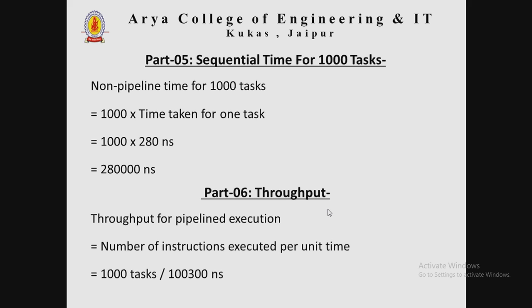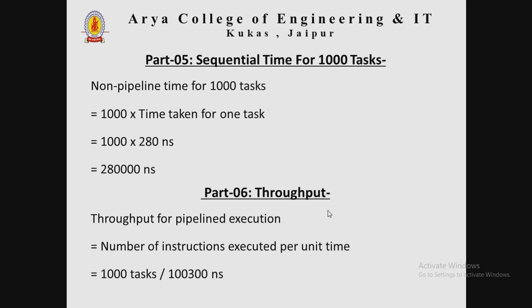Moving to the next part, we calculate the sequential time for 1000 tasks. Non-pipeline time for 1000 tasks equals 1000 into the time taken for one task, which is 1000 into 280 ns. We are simply putting the values now. It equals 280,000 ns. Moving to the last part of the first problem, to calculate the throughput. The throughput for pipeline execution equals the number of instructions executed per unit time, which is 1000 tasks divided by the pipeline time.